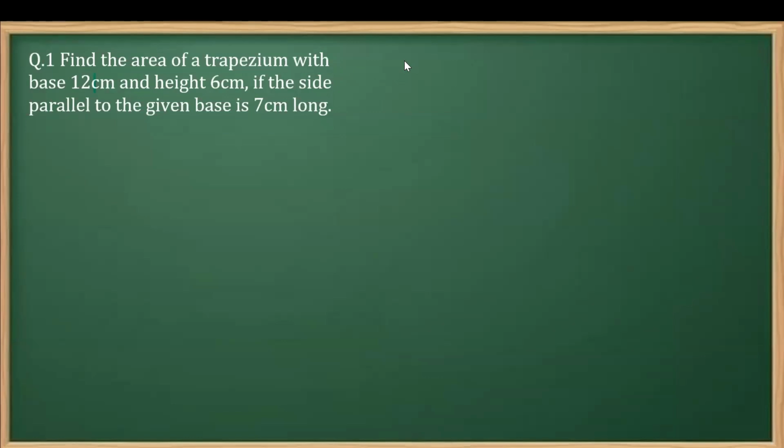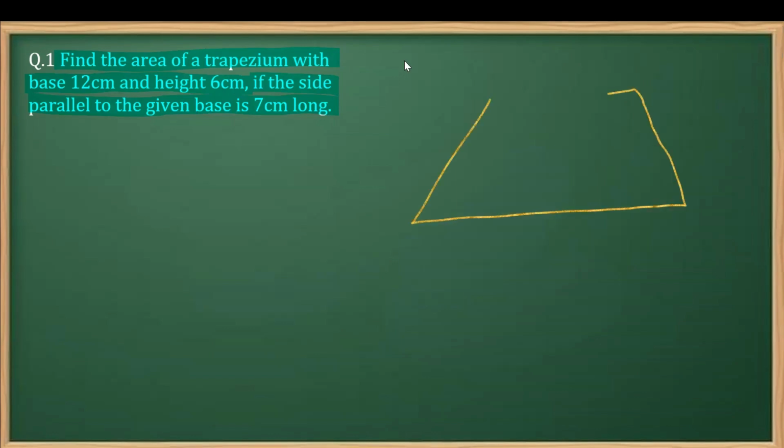In the first question, it says find the area of a trapezium with base as 12 centimeter and height as 6 centimeter. Further, it says if the side parallel to the given base is 7 centimeter. So what I'm going to do is to make a trapezium. What you know is that in a trapezium, one pair of opposite sides are parallel. So clearly these are parallel sides.